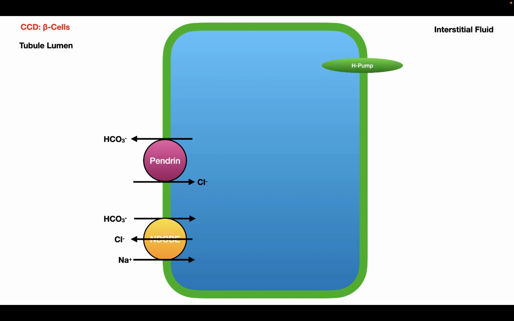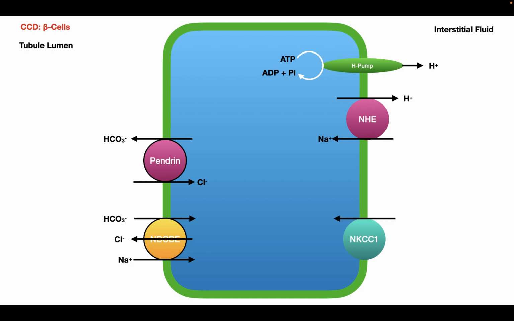So on the basolateral membrane, we have the proton pump, which pumps protons into the interstitial fluid by using the energy released from ATP hydrolysis. In addition, we also have the sodium hydrogen exchanger. The sodium hydrogen exchanger is going to exchange one proton for one sodium. It moves one proton into the interstitial fluid and one sodium into the cytosol.